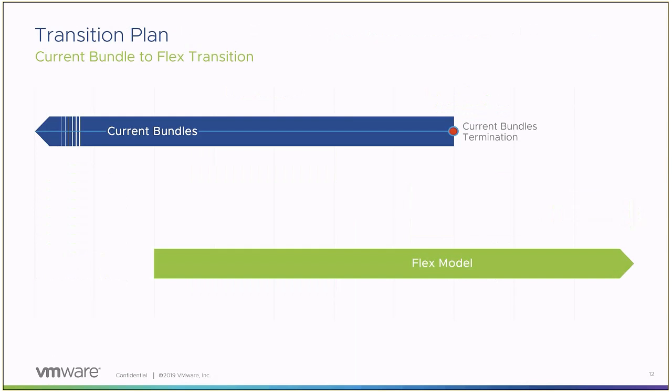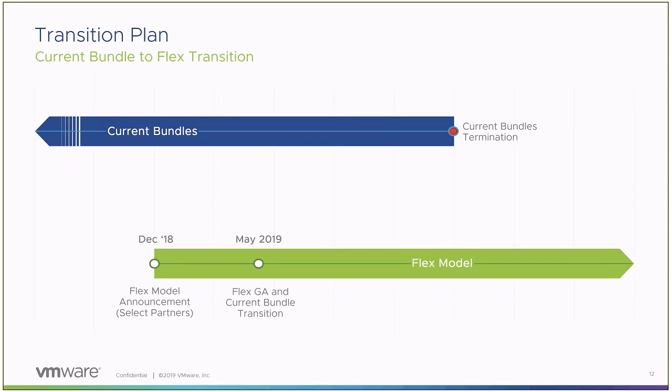The transition plan has already started now in May, and we have launched it already. You have 18 months to do the transition. This is mandatory, so you have to do it, and there is no point in waiting. I really recommend you just do it right away because you have to. All the other bundles will be terminated after 18 months.